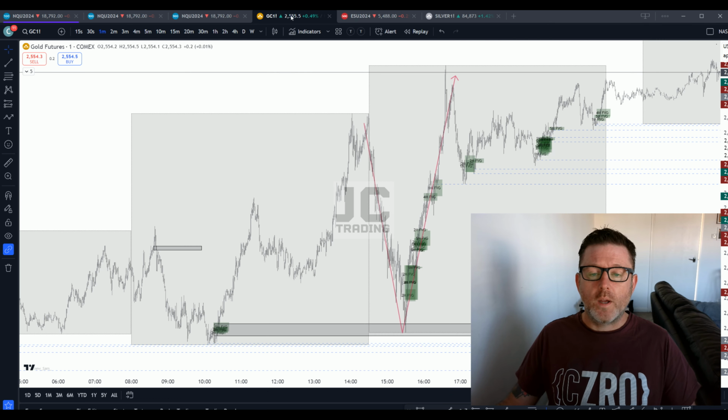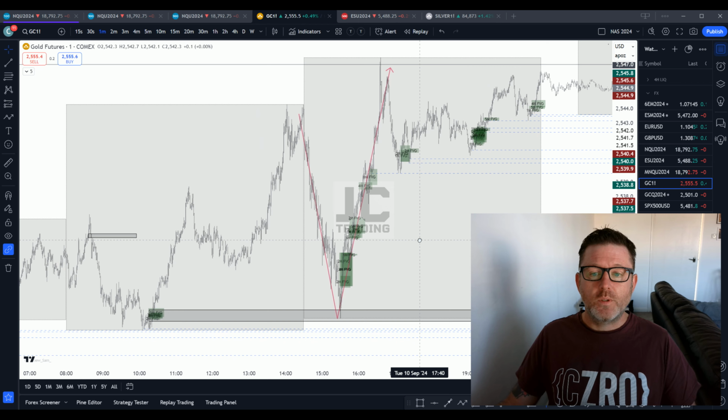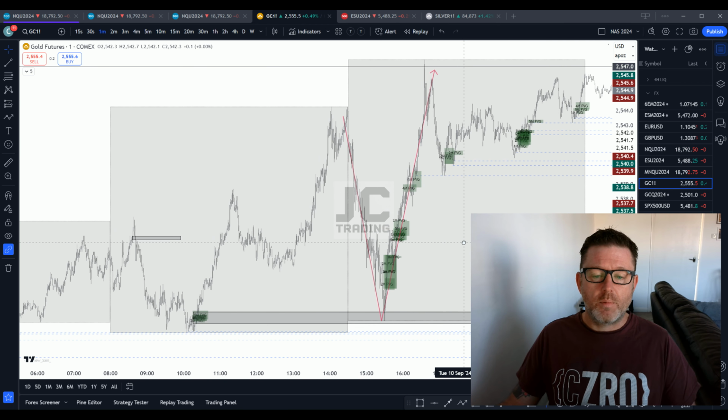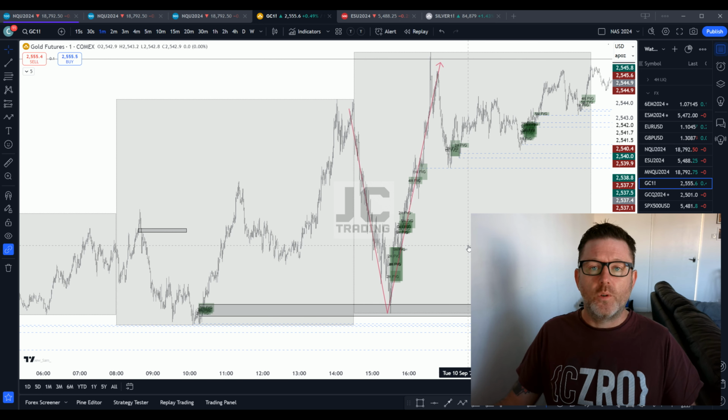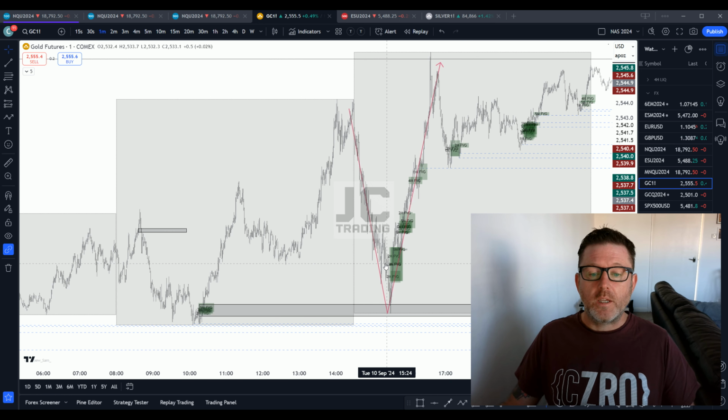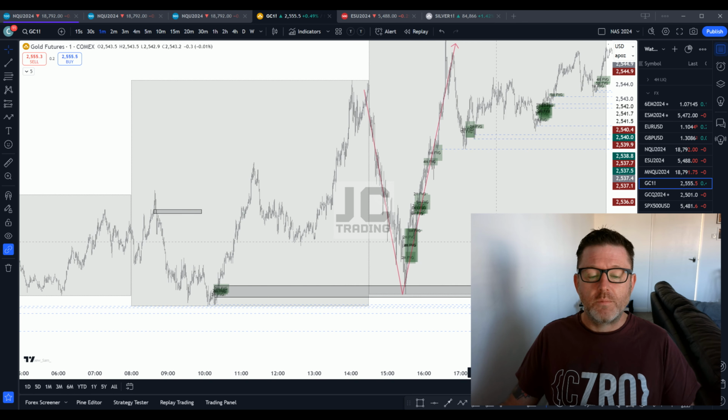And then the last one was slightly different again. This was a multi-session setup. Now, these ones are slightly more difficult to find for beginners, I suppose, because you're spanning multiple sessions. It's not all happening within the same session.